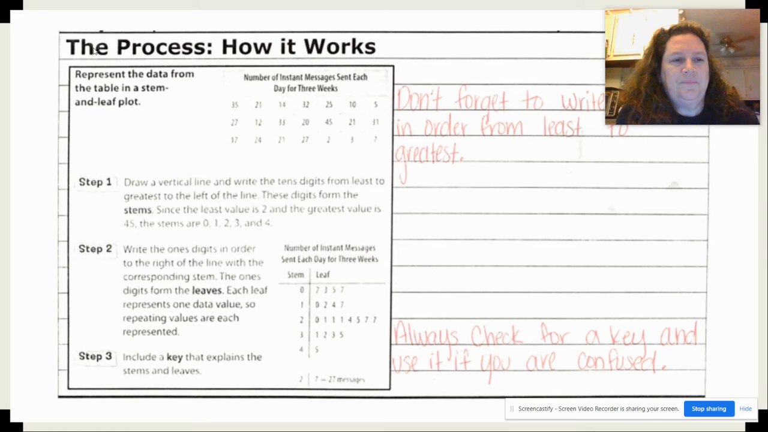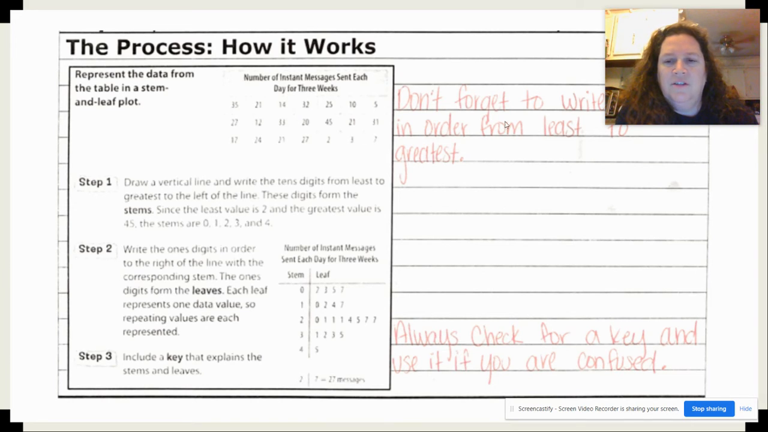All right, so the process on how it works, here's the data set. Draw a vertical line and write the tens digits from least to greatest down the left. See how this one goes 0, 1, 2, 3, 4. That tells me as the reader that I've got numbers that are single digits like 5 and 7, 2 and 3. And I have numbers that are 2-digit like 12 and 24 and 20 and 45.